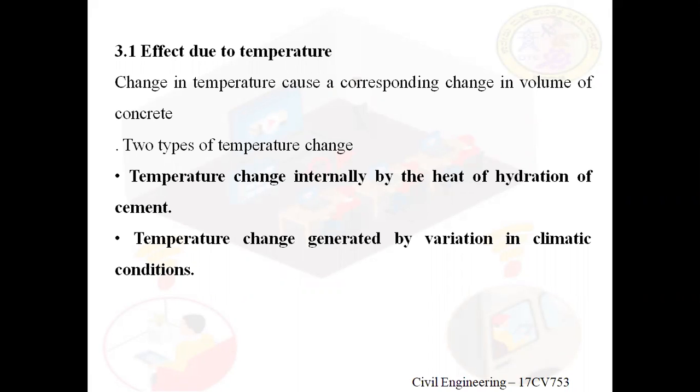We can classify the temperature changes into two types: temperature change generated internally by the heat of hydration of cement, and temperature change generated by variation in climatic conditions. The first one is the temperature variation internally, because the heat of hydration varies. For example, if we are not mixing properly, or if we are using some mineral admixtures that may not mix properly along with the cement, then where the cement is more, the heat of hydration will be more, and where the mineral admixture is there, the heat of hydration will be less.